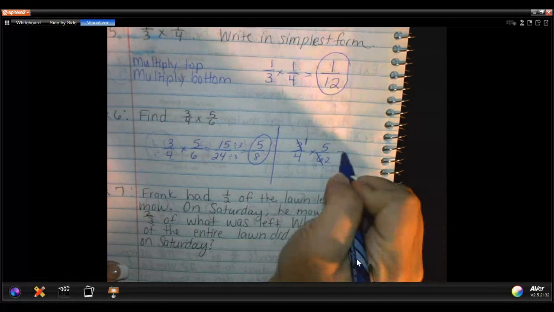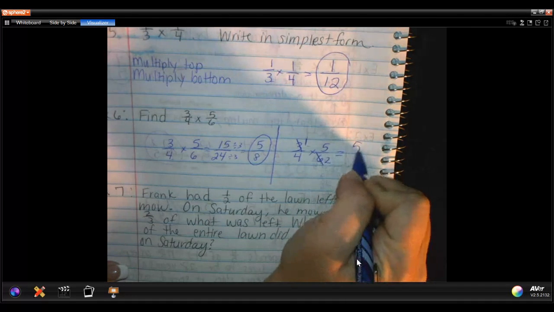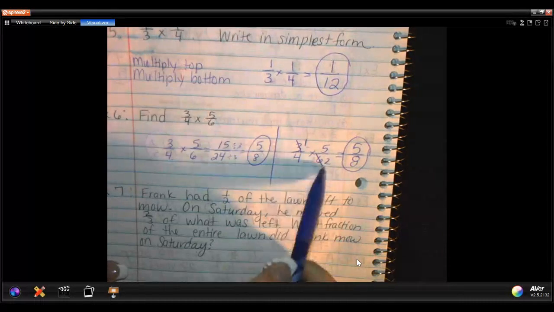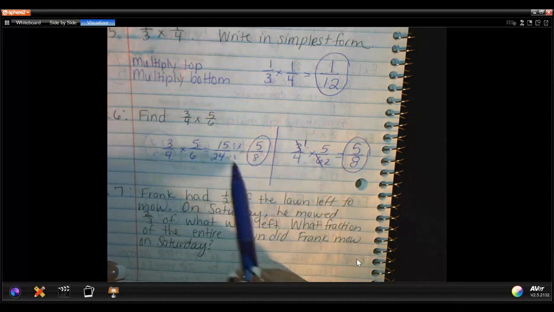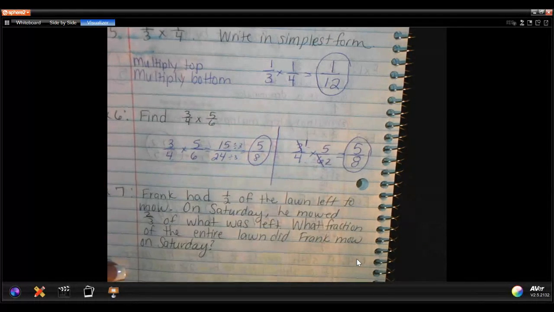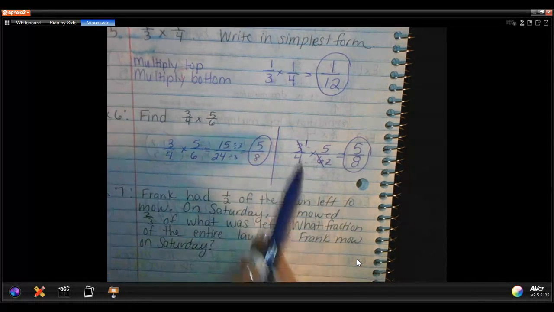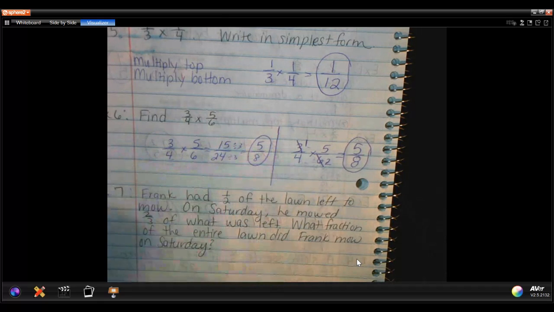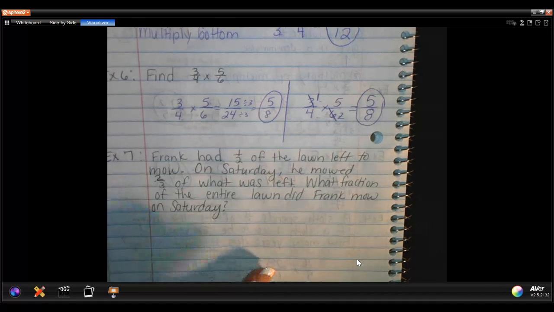Okay, then go ahead and multiply across. 1 times 5 is 5, and 4 times 2 is 8. So if I cross cancel ahead of time, I don't have to do that simplifying at the end. But notice that I still get 5/8 as my answer. So if you're good with your numbers and you can see that you can divide them, go ahead and do that to make your numbers smaller to work with.